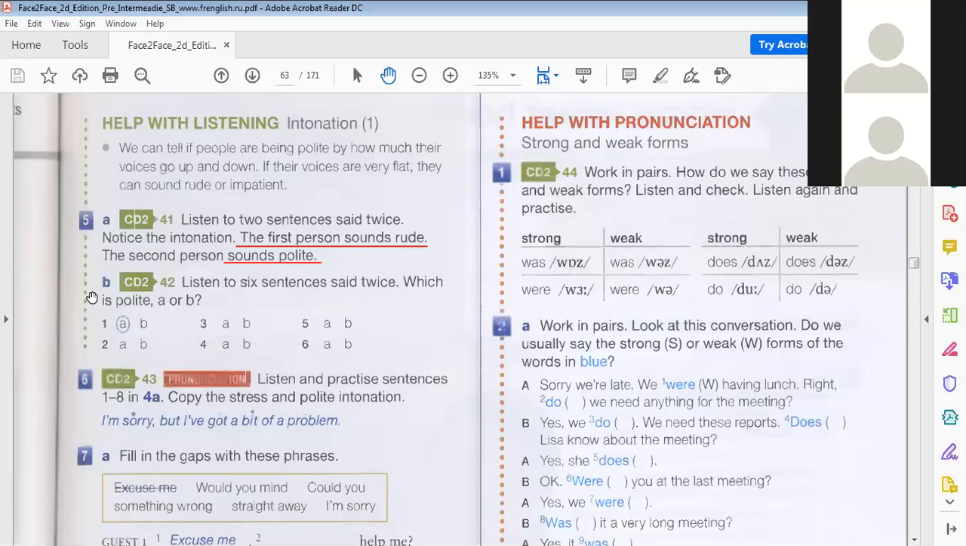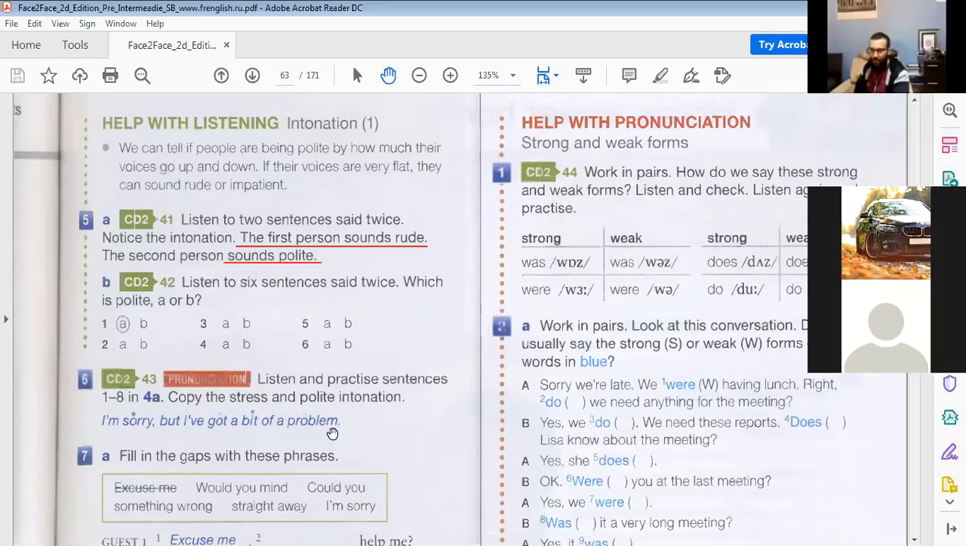Anyways, now we want to focus on the second exercise, part B, the second part of the question. It says, listen to six sentences said twice. Which is polite, A or B? This time it's not in order. Maybe A is polite, maybe B is polite. You have to pay attention. So we're going to listen to each sentence twice. I'm going to pause and stop the track and we'll do it together, okay? So let's listen and find out.